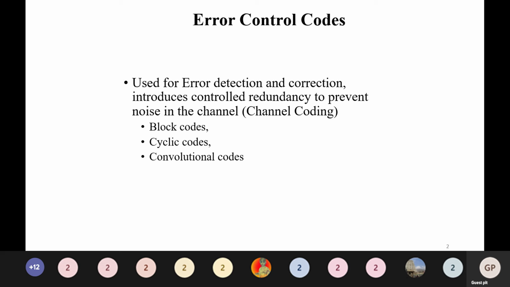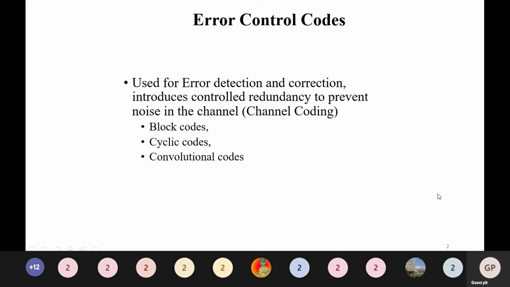For GATE exams, you can prepare for these types of channel coding techniques. You can expect problems on these particular coding techniques. That's what it refers to actually.